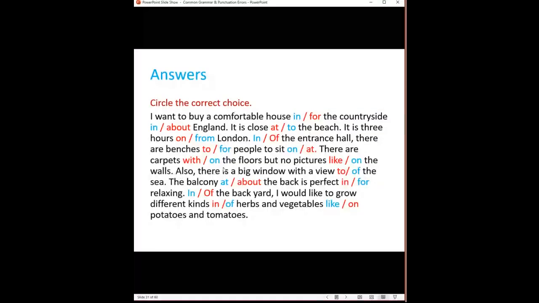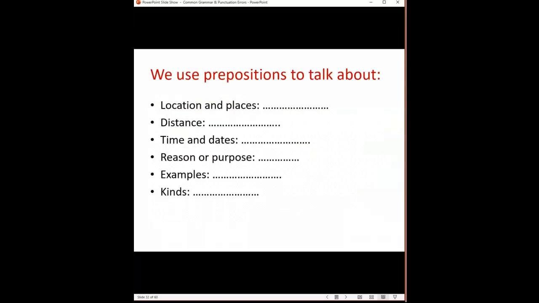And also the reason or the purpose. There are benches for people. So the reason for putting benches is for people to sit on. So this is like, I bought a present for you. This is the reason for buying a present. Okay. Examples, you can say, for example, as you say, Muhammad. And then kinds of, yes, Hamza.